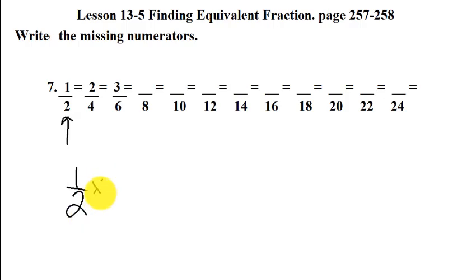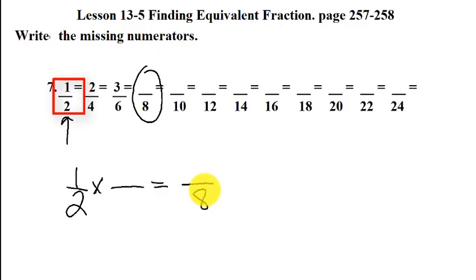Okay, all are equivalent to 1/2. For 1/2, we need to find the missing number that gives us the number 8. Okay, you have to write here 8. What number times 2 gives you 8? 4. Okay, the missing number in this case is 4.